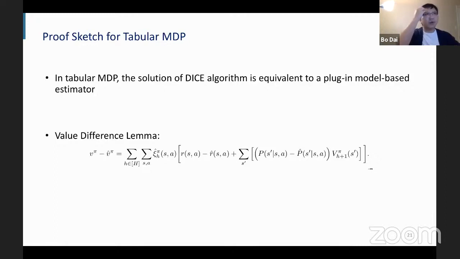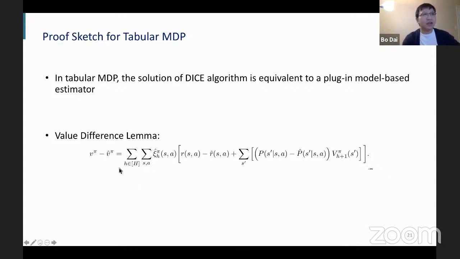First of all, we prove, actually this is known to many people, but we formally say that in this tabular case, the algorithm from the DICE family is equivalent to a plug-in model-based estimator, but it's only valid for the tabular case. So that gives us the benefit that we can compute the plug-in estimator instead of solving a complicated optimization. Another way to put it is we have a closed-form solution, so we don't need to worry about optimization anymore.